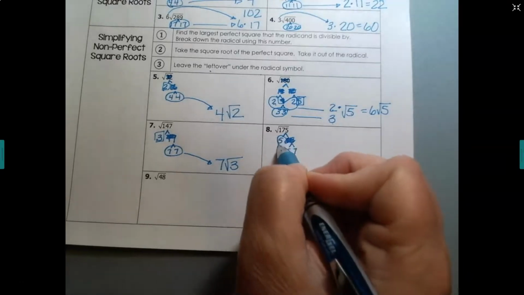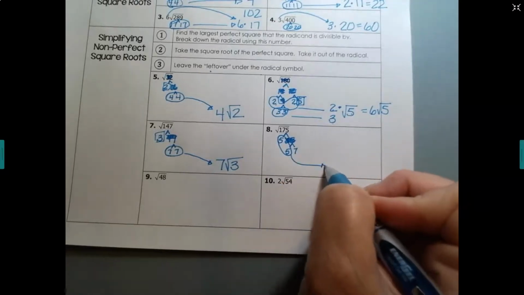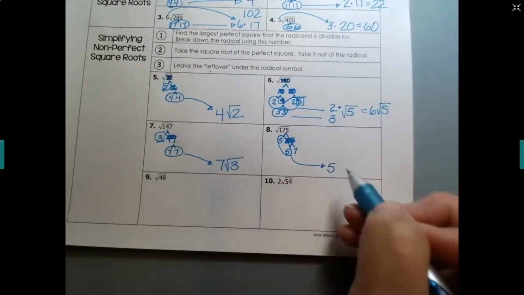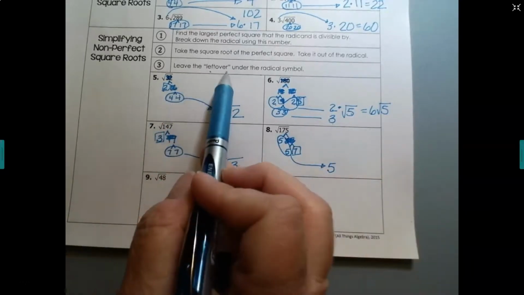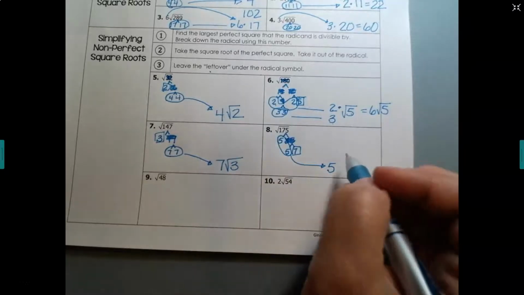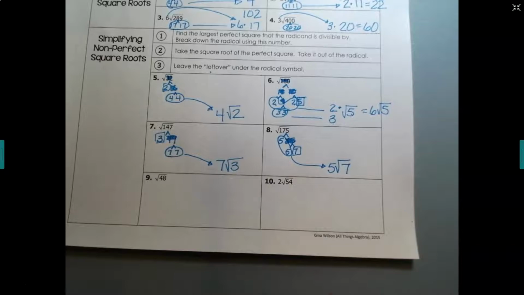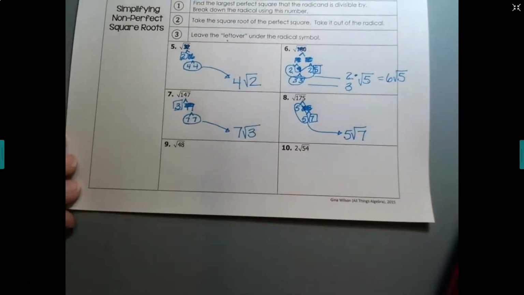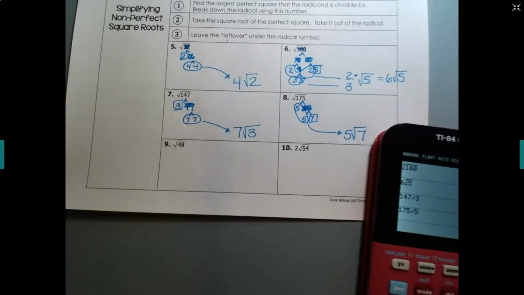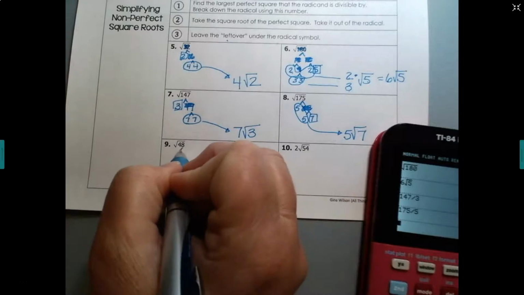I do have this pair of 5s. Okay, so that means a 5 is going to come to the outside. It's allowed to come out. The 7 has no pair. Anytime there's a leftover, it goes back under the radical symbol. So 5 root 7. All right, 2 more examples, and then we will talk about this when you come to the live Teams meeting. 48, there's a bunch of ways to make 48.